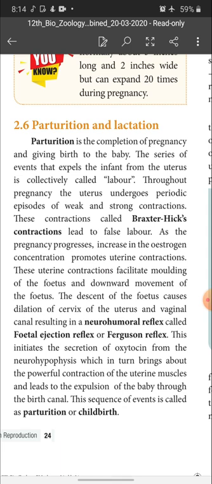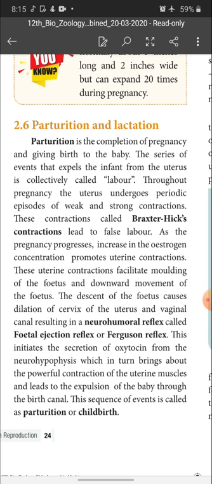Okay, so now since the estrogen concentration increased, the contraction of the uterus promotes the fetus to move downwards. Once the fetus came down, automatically the canal of the cervix dilated and the vaginal opening also dilated, and this is called what? Neurohumoral reflex or fetal ejection reflex or Ferguson reflex. This is also another two-mark question.